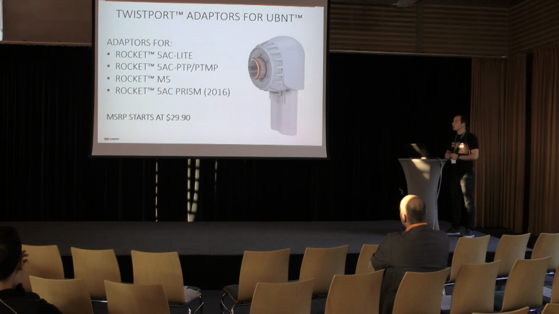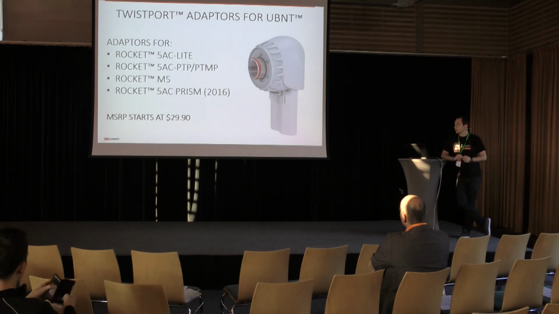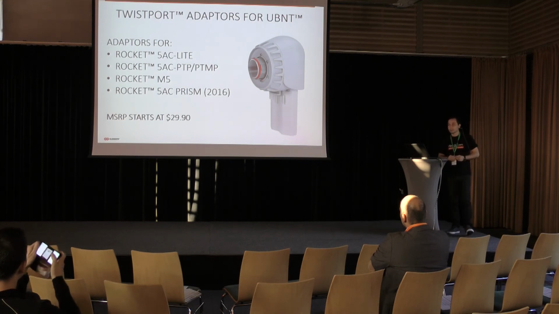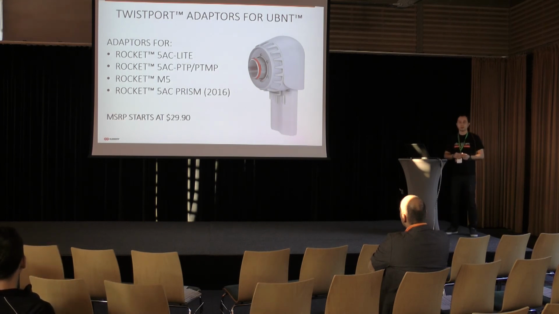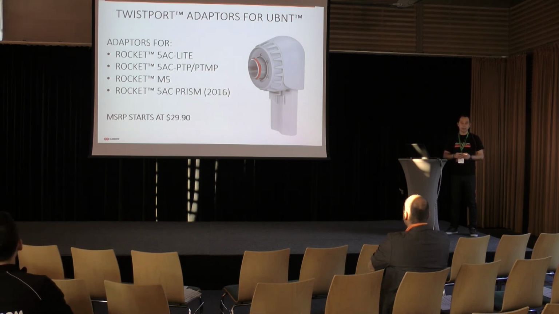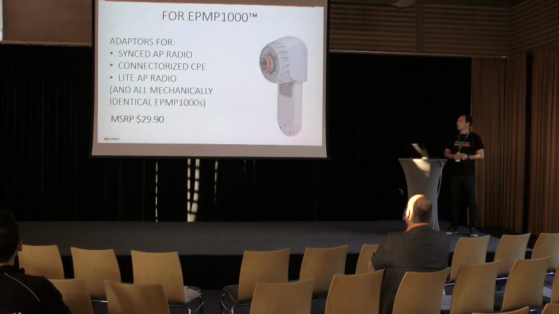So here you can see just a brief list of twist port adapters for UBNT devices. It's compatible with 5 AC Light, 5 AC point-to-point or point-to-multipoint, Rocket M5, Rocket 5 AC Prism, and just yesterday a new twist port adapter was launched for AirFiber 5X at the Vispapalooza. Also for ePMP 1000.